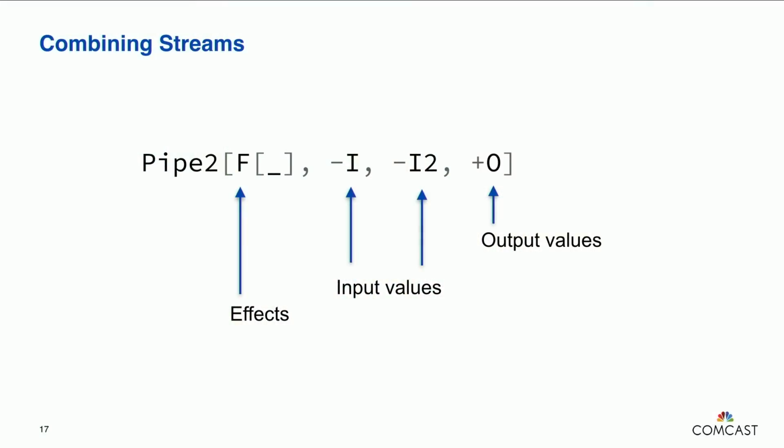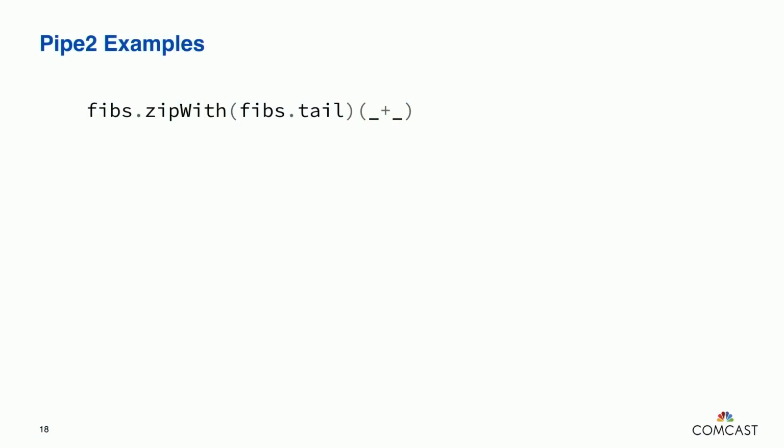We can also combine streams, right? Not just transform them, but combine them. So here we have Pipe2, which says I want to have two different inputs. I've got a stream that has some output of type I and another stream that has an output of type I2. And I want to hook those both together and create a new stream that outputs something of type O. And again, I can evaluate effects when I do this, right? Maybe look at the values and go off and read a socket or something. And we've seen an example of Pipe2 already because we saw this zipWith thing. Here we had two streams. We had fibs, and we had fibs' tail. Those are two distinct input streams. And we combined them via this addition method.